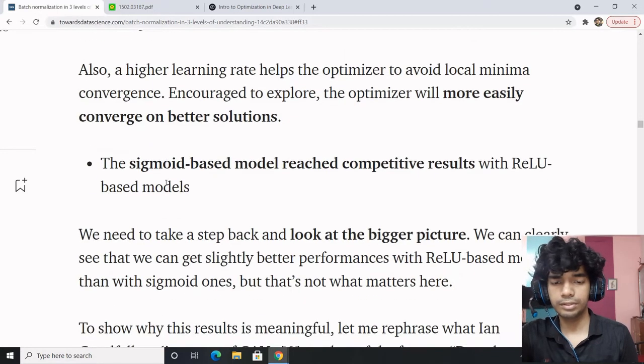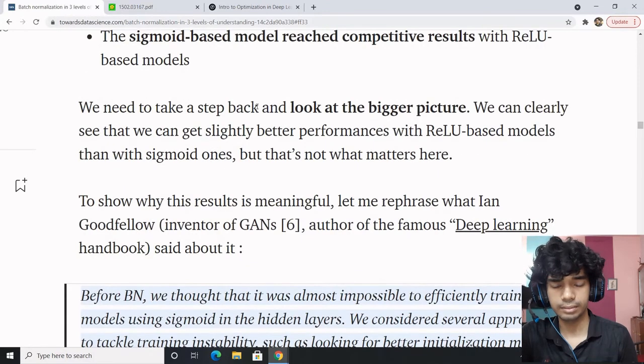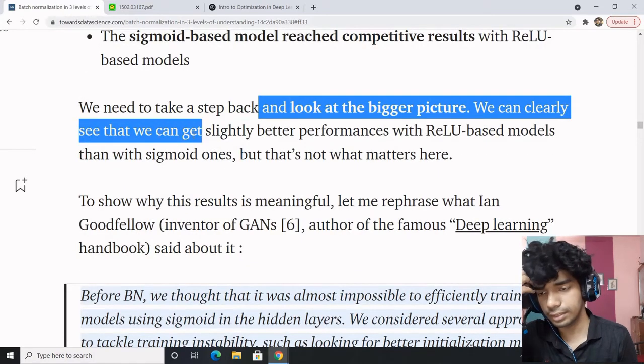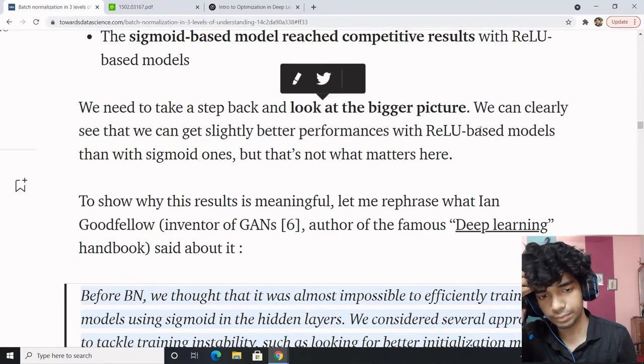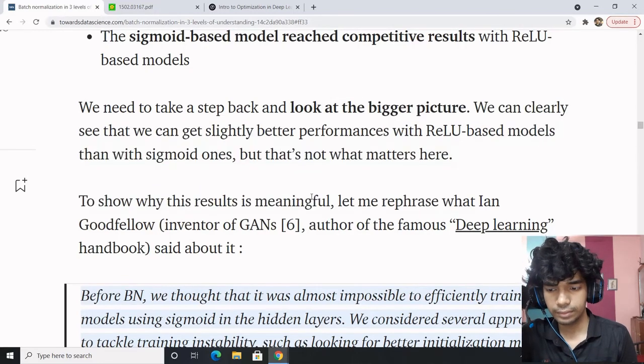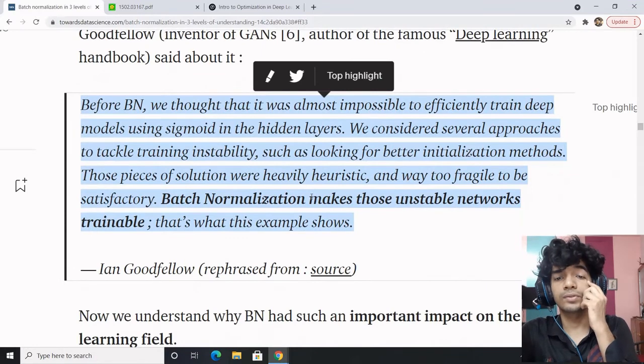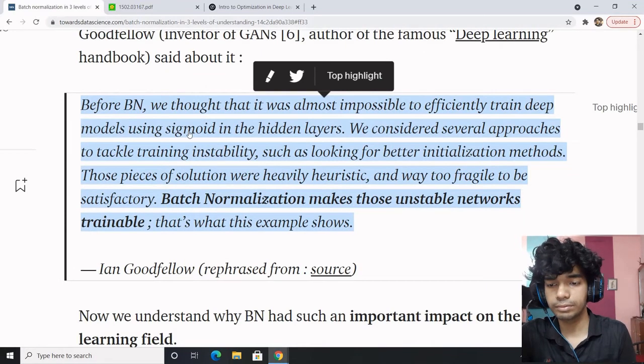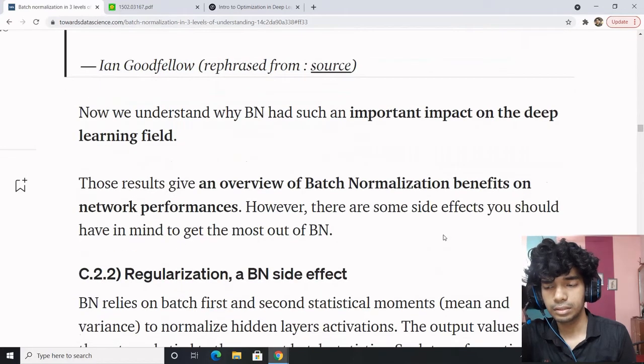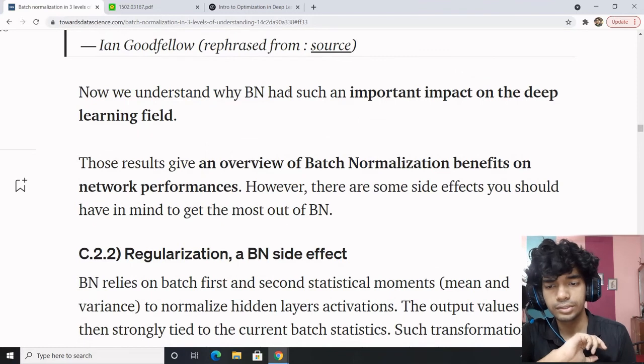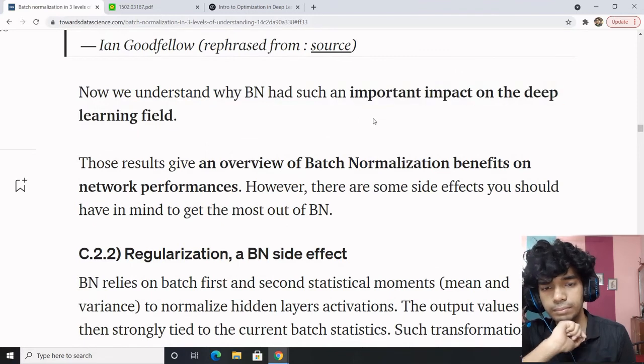So the sigmoid based model reached competitive results. Well, we need to take a step back and look at the bigger picture. We can clearly see that we get slightly better performance with ReLU based models than with sigmoid. Before batch normalization, we thought it was almost impossible to efficiently train deep networks with sigmoid in hidden layers. We considered several approaches to tackle training instability, such as looking for better initialization, and these pieces of solution were heavily heuristic and way too fragile to be satisfactory. Batch normalization makes those unstable networks trainable. Now we understand why batch normalization had such an important impact on the deep learning field.